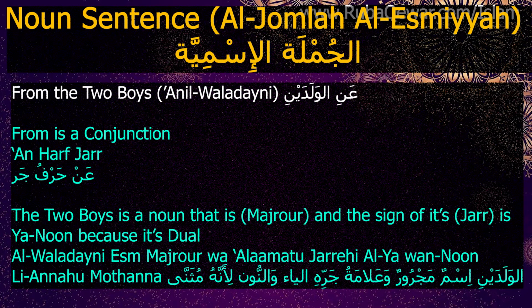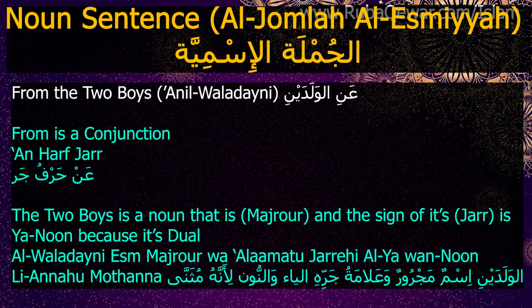وعلامة جره الياء والنون لأنه مثنى. It means noun مجرور, jar case, and the sign of jar is ya and noon because it is مثنى. مثنى means dual.